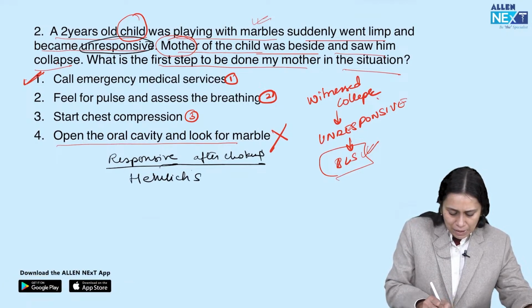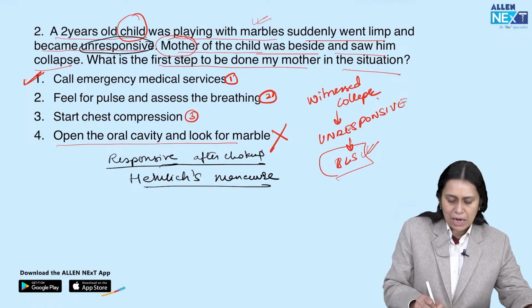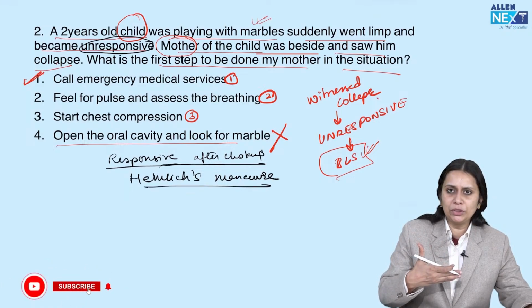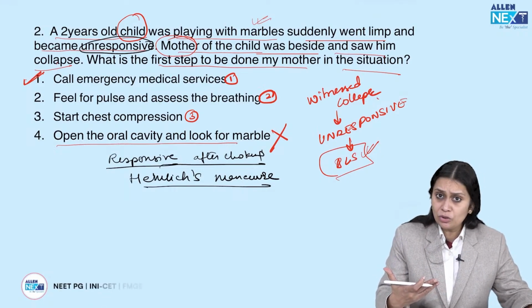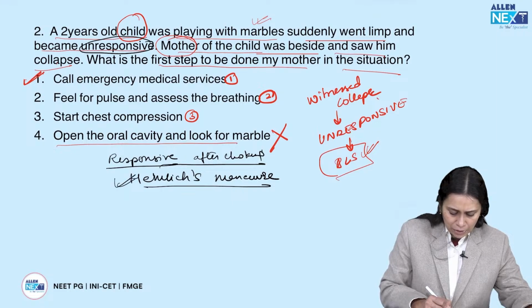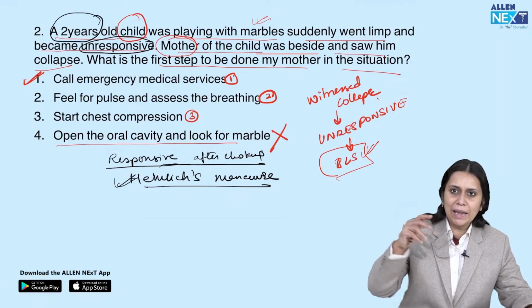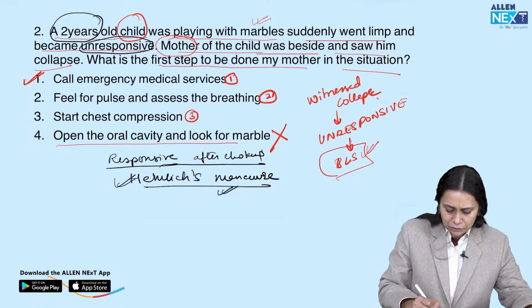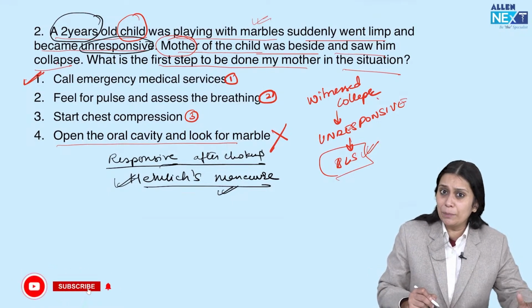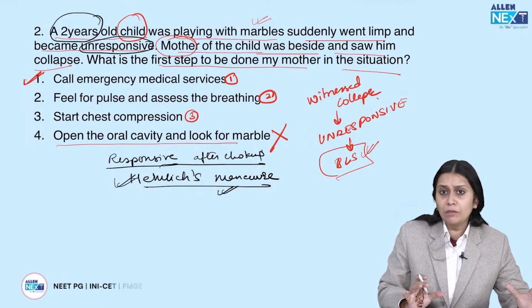Heimlich's maneuver, right? We give abdominal thrust and try to increase the intra-abdominal pressure, which will increase the intrathoracic pressure, and try to remove anything the child has choked on. So we go for Heimlich's maneuver. For a 2-year-old child, or any person above 1 year of age, we go for Heimlich's maneuver in case of choking and the person is responsive, right? If the person becomes unresponsive, we go for the basic life support approach.